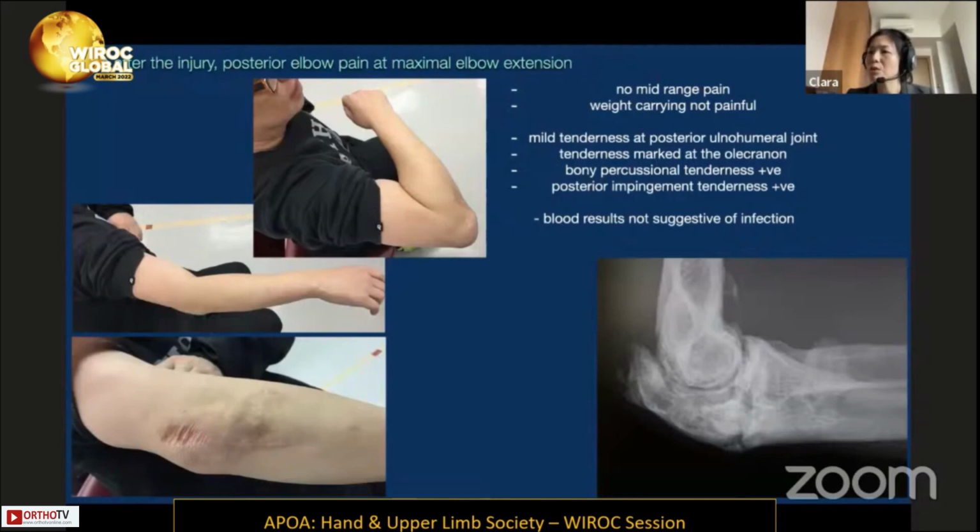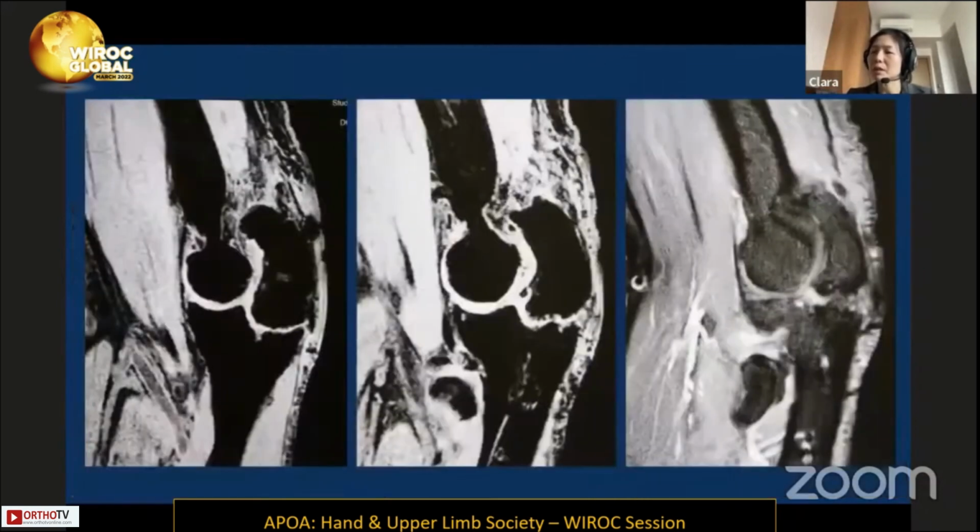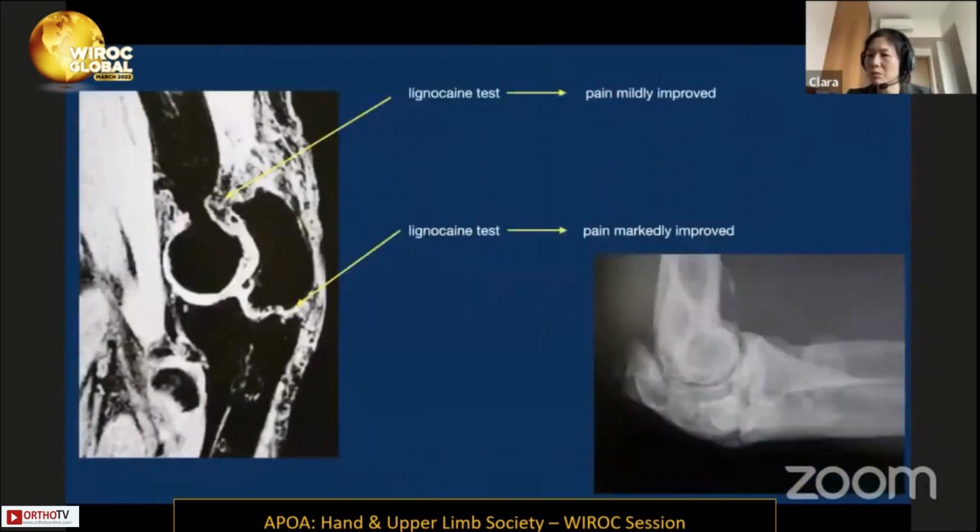on the fracture site, and also there was bony percussion tenderness there. Posterior impingement tenderness was positive. The blood results did not reveal any features of infection. The MRI showed that indeed the fracture site was still non-united, and there were also arthritic changes over the ulnohumeral joint, and also small ossicles at the olecranon tip region.